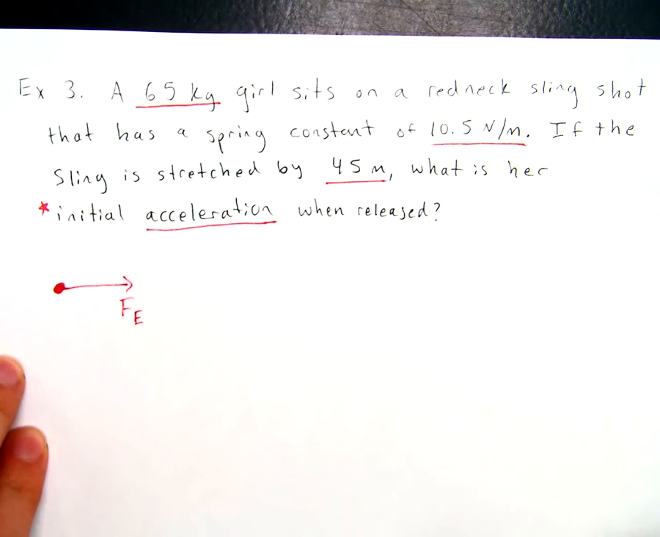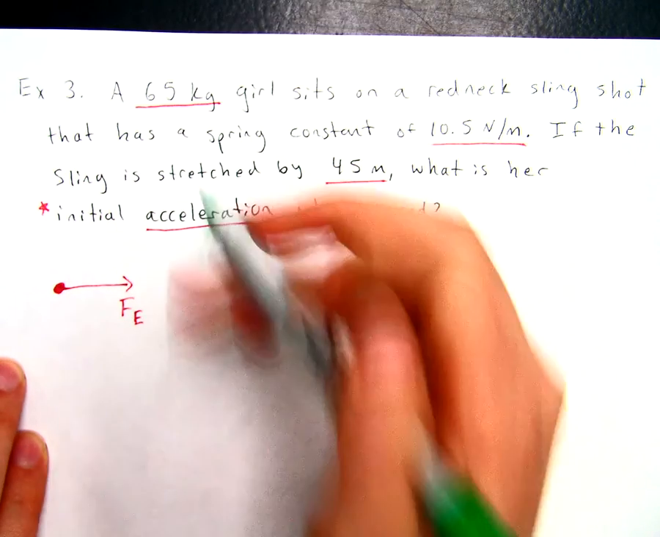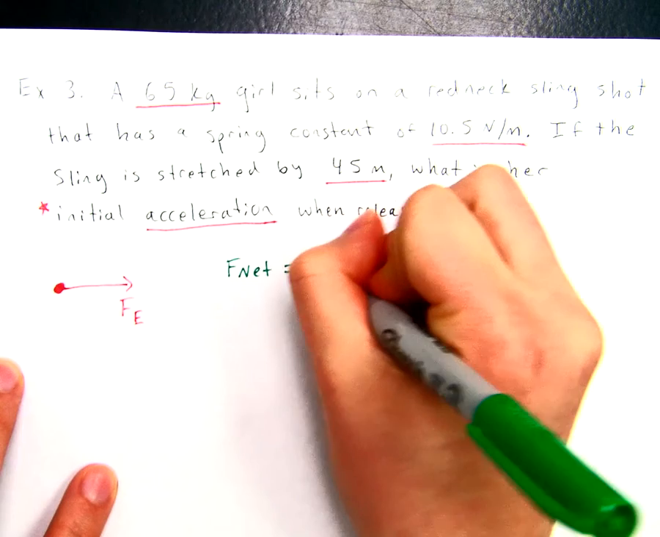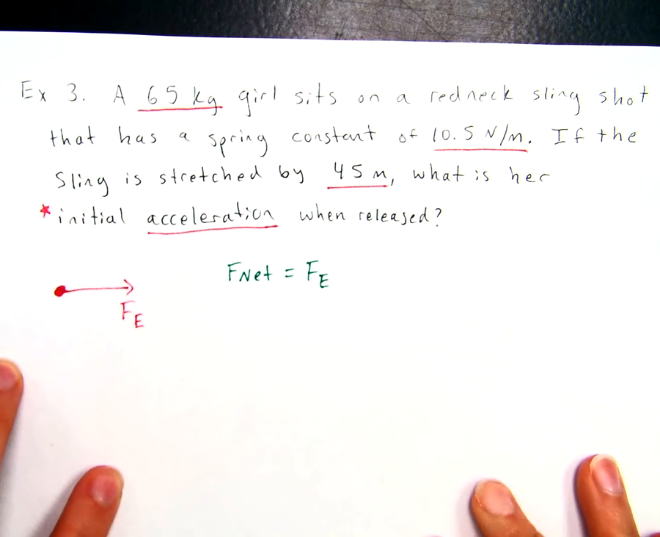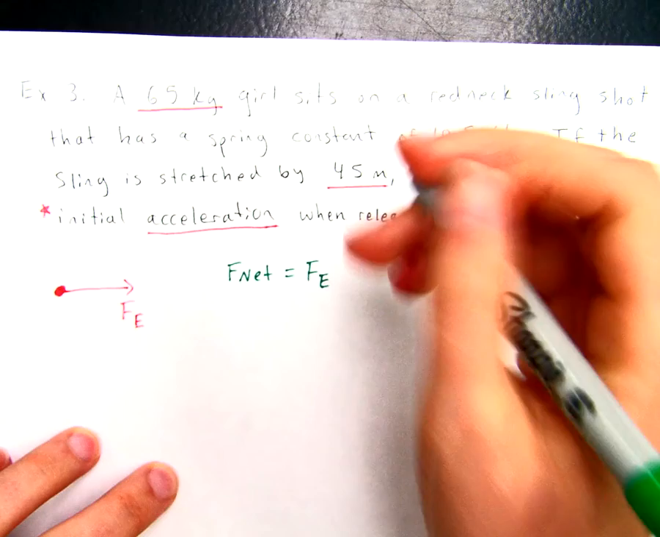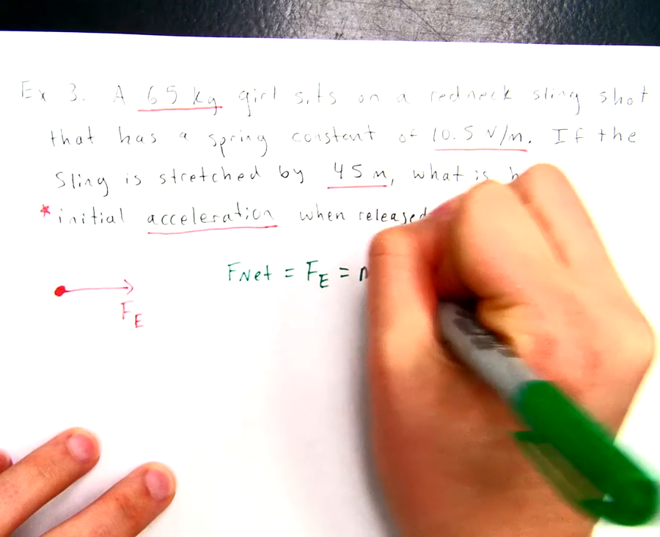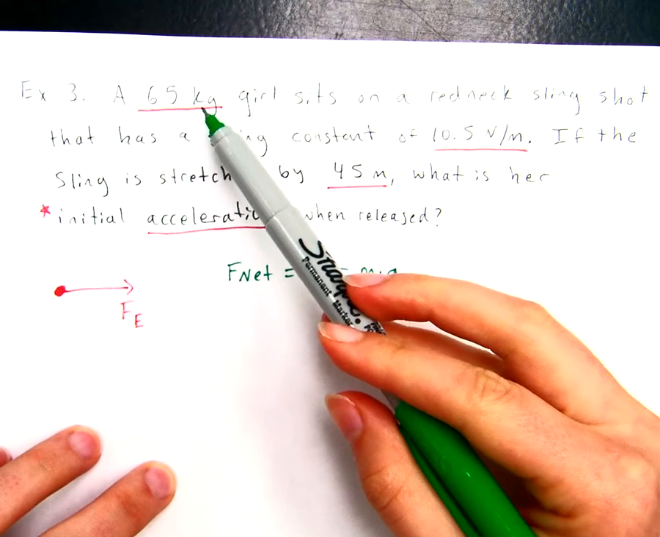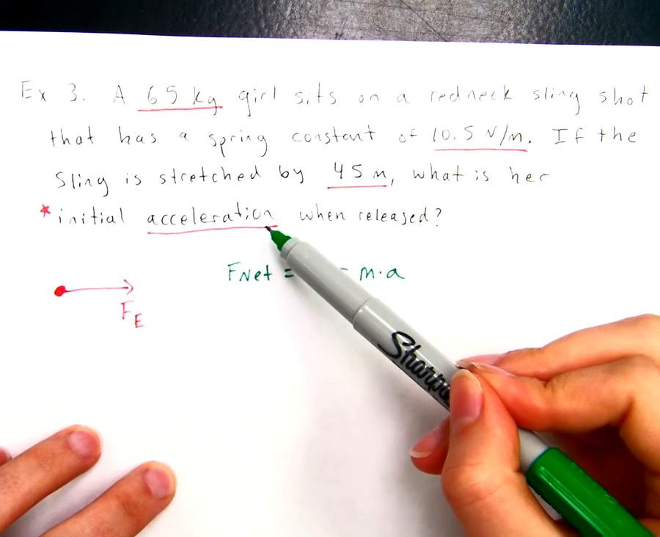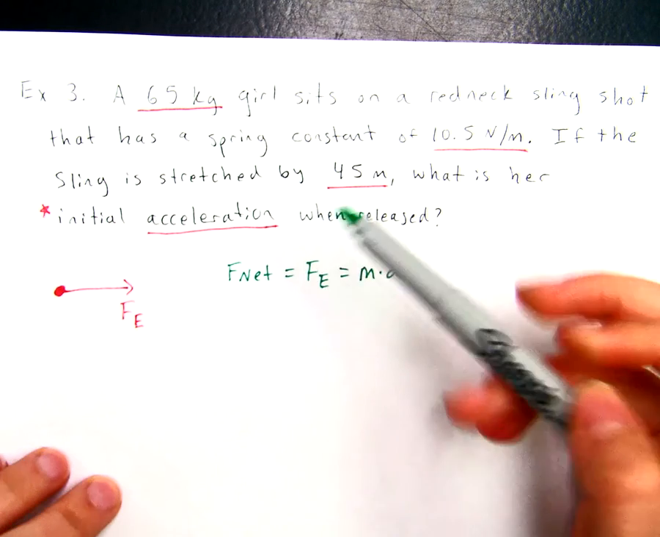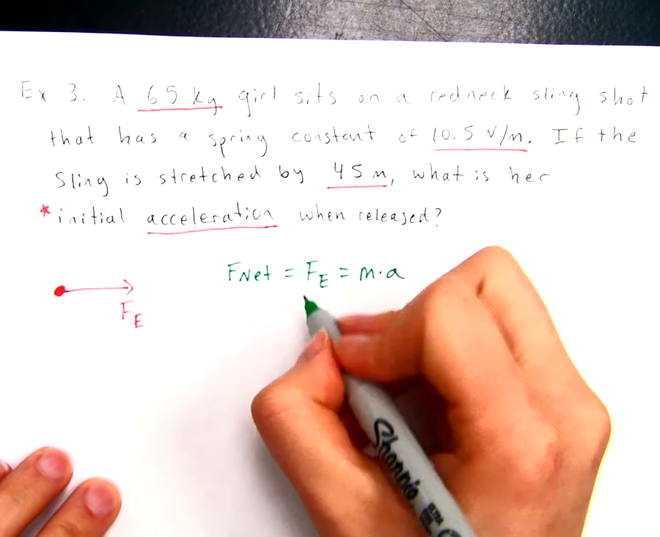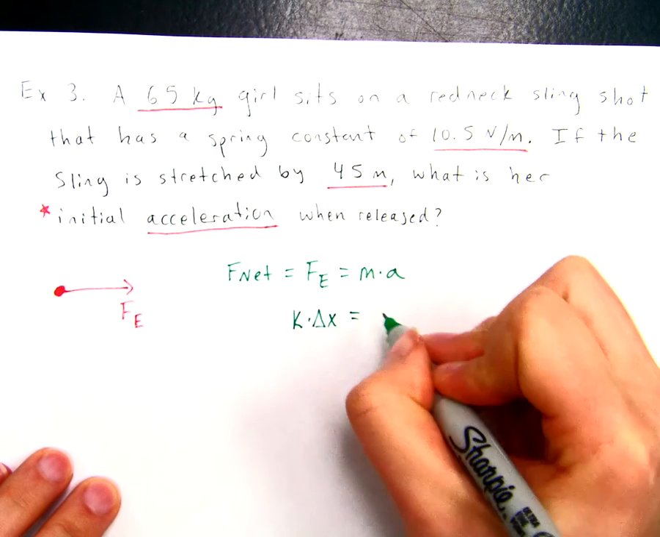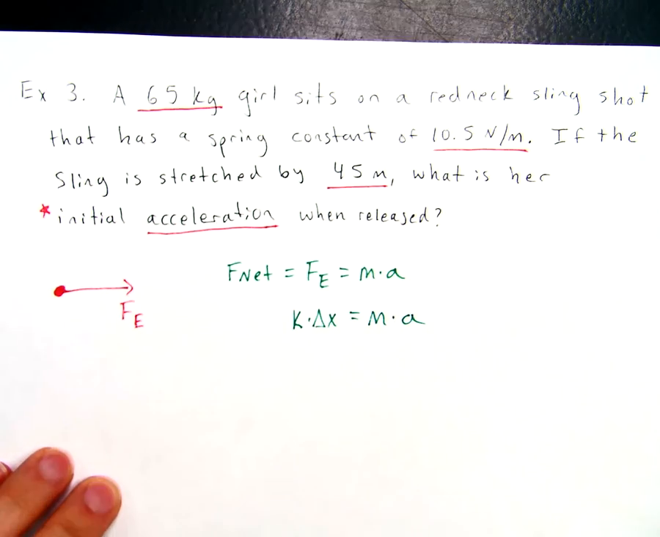So when we go to write our F net equation, we know that it's just going to be equal to our elastic force. But according to Newton's second law, F net is also equal to mass times acceleration. So not only does that allow us to include this new information of 65 kilograms, but also to find that acceleration we are looking for. From there, we can substitute in K times delta X for our elastic force and set that equal to mass times acceleration.